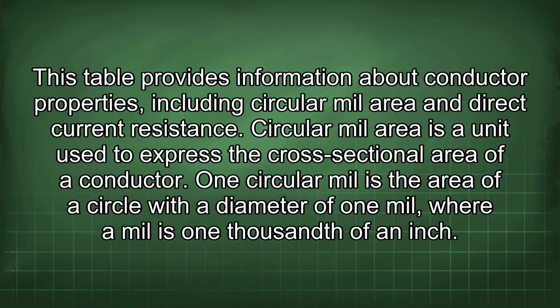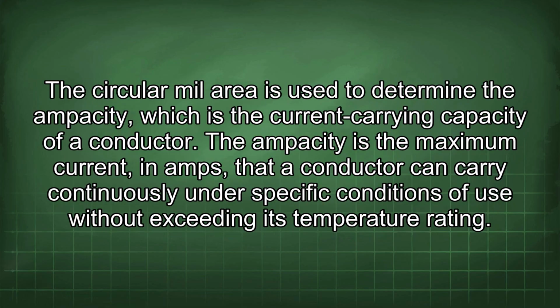This table provides information about conductor properties, including circular mil area and direct current resistance. Circular mil area is a unit used to express the cross-sectional area of a conductor. 1 circular mil is the area of a circle with a diameter of 1 mil, where a mil is 1/1000th of an inch. The circular mil area is used to determine the ampacity, which is the current carrying capacity of a conductor. The ampacity is the maximum current in amps that a conductor can carry continuously under specific conditions of use without exceeding its temperature rating.